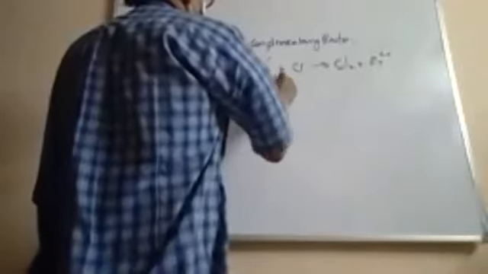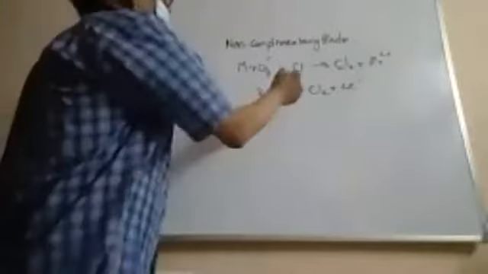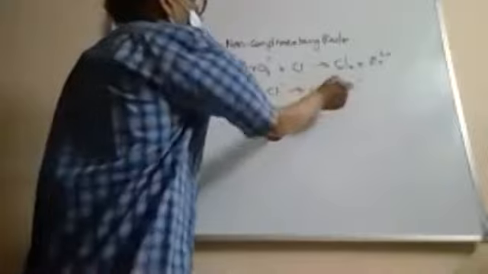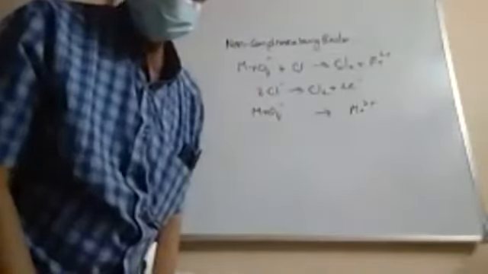Now, if you really look at these two processes separately, what you find is the oxidation of chloride to chlorine involves the release of 2 electrons, 2 Cl minus giving Cl2 plus 2 electrons. All right. Now, if you look at the permanganate MnO4 minus to Mn2 plus, how many electrons are involved here? Can anyone guess? How many electrons are required to reduce the permanganate, MnO4 minus, to Mn2 plus?